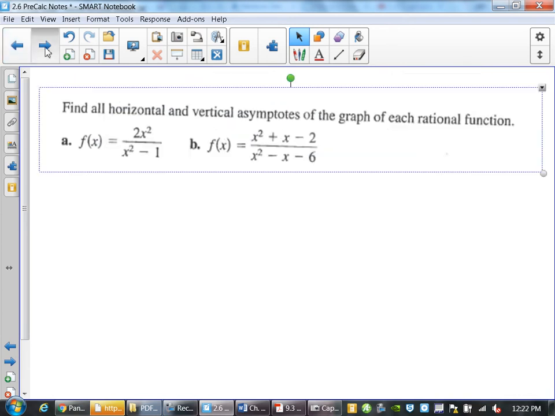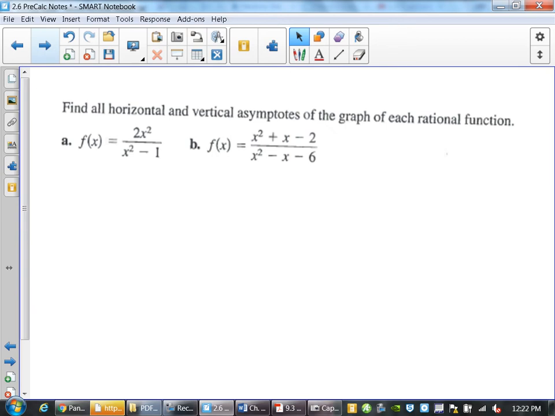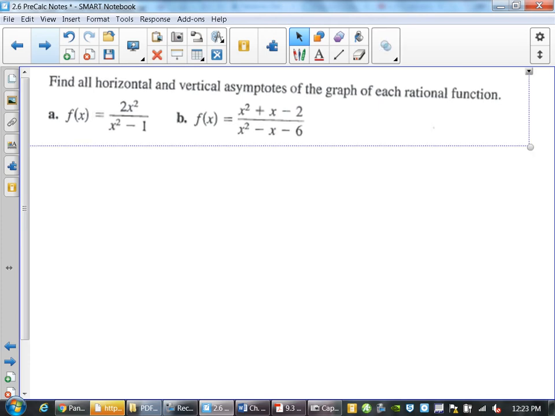So let's do this. Let's find all the little bits of information. We're not going to worry about graphing it yet. Let's just get all the information we can. Where are the asymptotes? What are the intercepts? So first one we have f of x is 2x squared over x squared minus 1. And we're going to get the horizontal and vertical asymptotes.